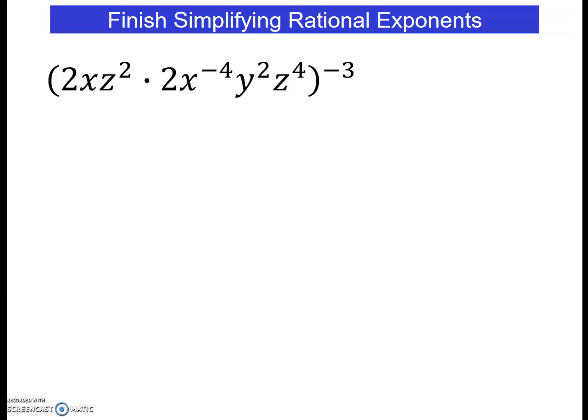Moving on here, same idea, but now we got some numbers involved. So again, I like to combine things sometimes. So 2 times 2 is 4. x and x to the negative fourth combined to give us x to the negative 3. z squared and z to the fourth gives us z to the sixth. The y squared has nothing to combine with.